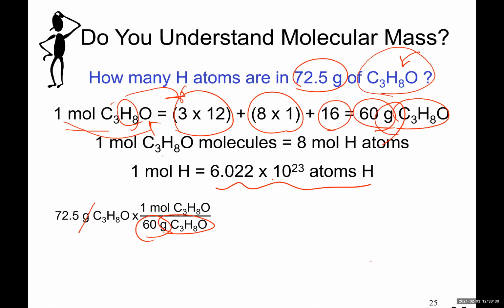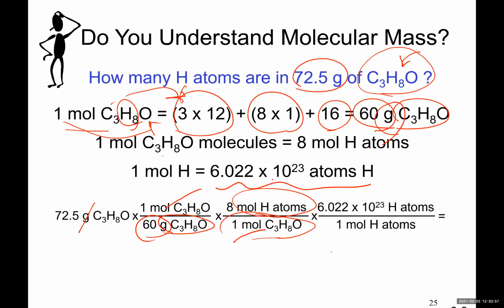But I want number of atoms. So can I cancel moles of C3H8O, go to moles of hydrogen by simply saying that every mole of C3H8O contains 8 moles of hydrogen. That means these two are canceled. I have moles of hydrogen, and every mole is Avogadro number. If I have 8 moles, I can multiply that by Avogadro number. Every mole is Avogadro number of hydrogen atoms.